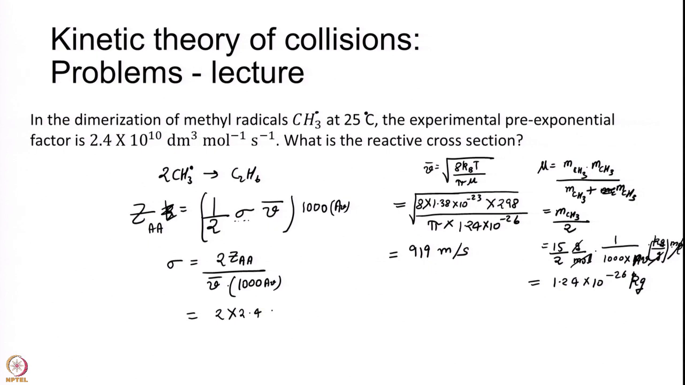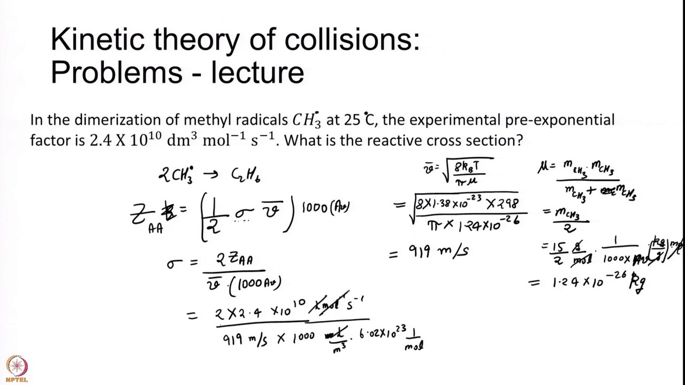So, I have all the factors here. Z is 2.4. Nu I have calculated, 919. This thing was in liter, mole inverse, second inverse, 1000 liters in meter cube into Avogadro number. So, a lot of things are going to cancel. Liter cancels with liter, moles cancels with mole, seconds cancels with second, and I will be left with meter square. 1 meter will cancel with square, and these are all numbers that I can just plug in, and I get that's equal to 8.7 into 10 to the power of minus 14 meter square.